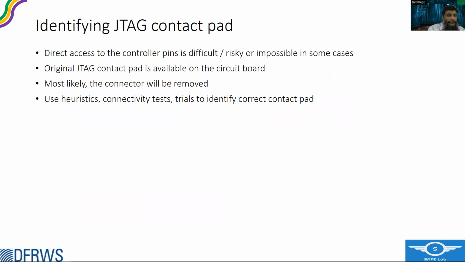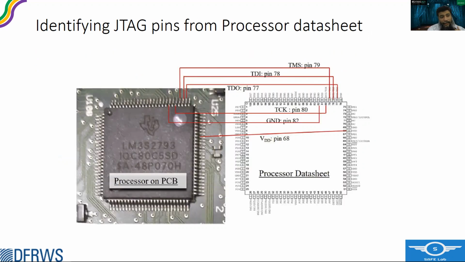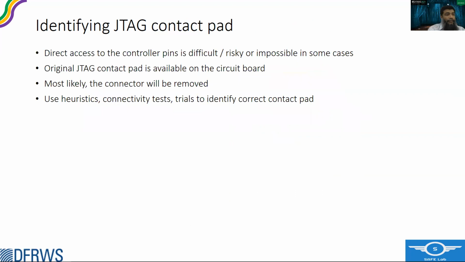And once we do that, the next step is to identify the JTAG contact pad. Although we identify the pin on the processor, it is very risky to use these pins for extracting information or controlling the tap controller. So even the vendors use a contact pad through which they control the tap controller. And once the circuit testing is completed, they usually remove the connector on that pad. But we can still find that contact pad available on the circuit board.